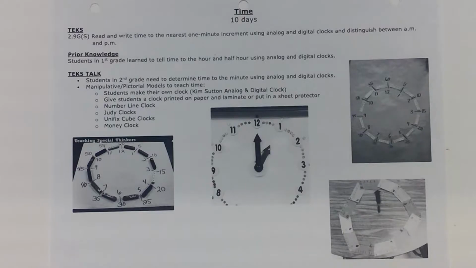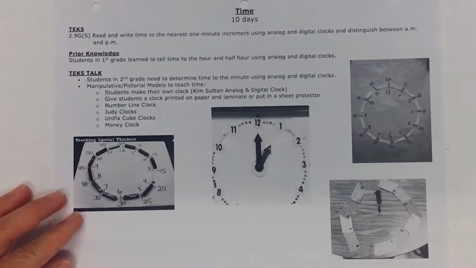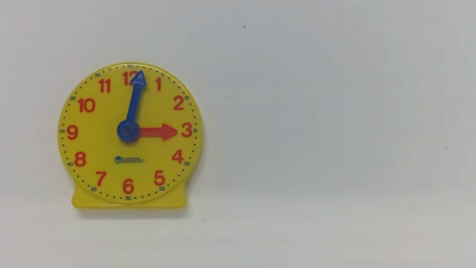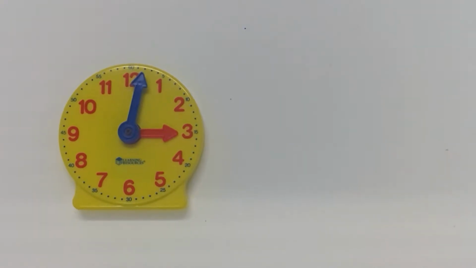In first grade, students did work on telling time. They worked on telling time to the hour and time to the half hour using analog and digital clocks as well. When we start working with telling time, we want to make sure that we provide the students with as many manipulatives as we can to just understand what that clock is, what the parts of the clock are, the two different hands, what they mean, and how the numbers on the clock function.